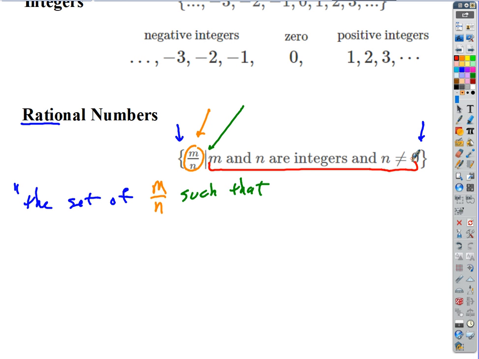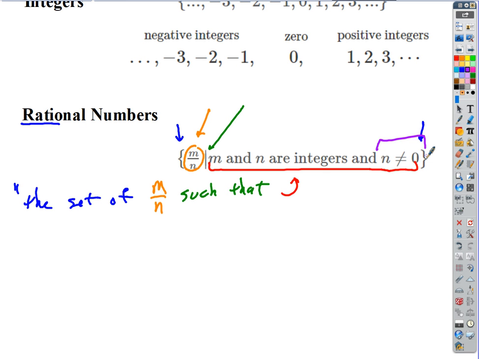Isn't that how you build a fraction? How do you build a fraction? You're going to take an integer divided by an integer, aren't you? To build a fraction, right? Okay, so rational numbers are just the set of m divided by n such that m and n are integers. What about this last little piece at the end? How come we have to include that? And n does not equal 0.